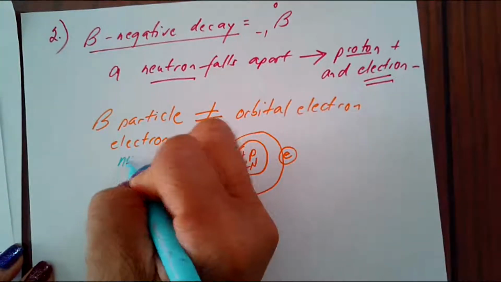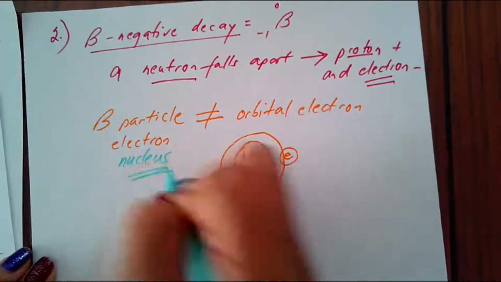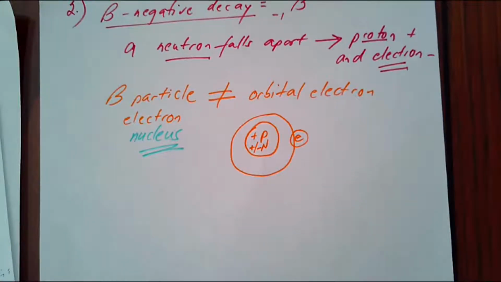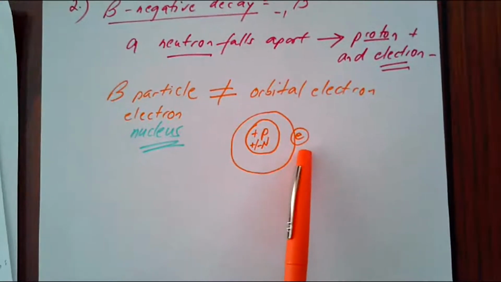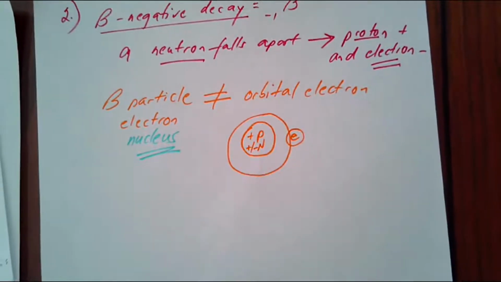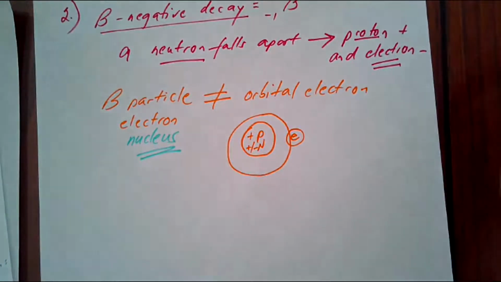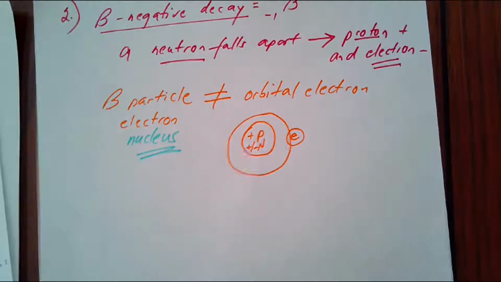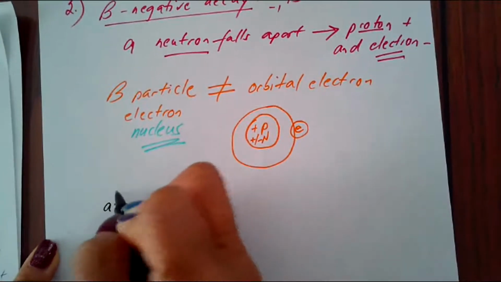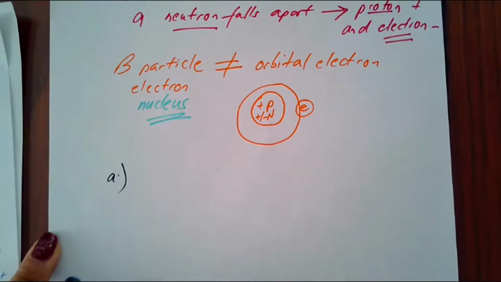This is the electron that is found in the nucleus. That's pretty crazy because you've probably never heard this before, that electrons are found in the nucleus and not just in the orbital shells, as you have learned before. So this is called the beta particle. Let's take a look at an example of a beta negative decay.